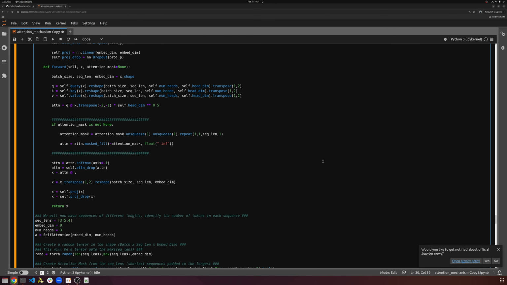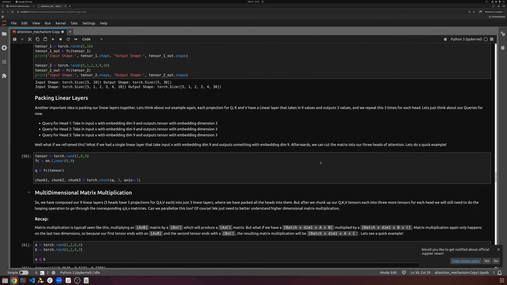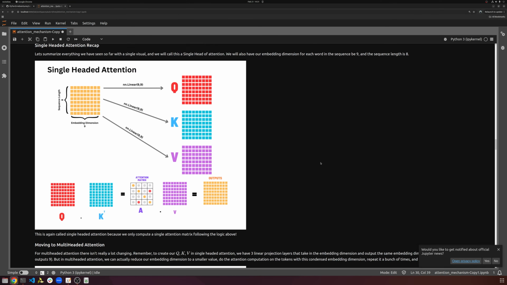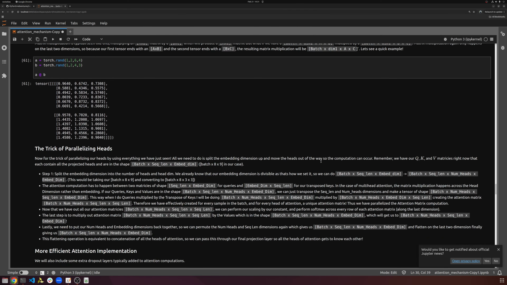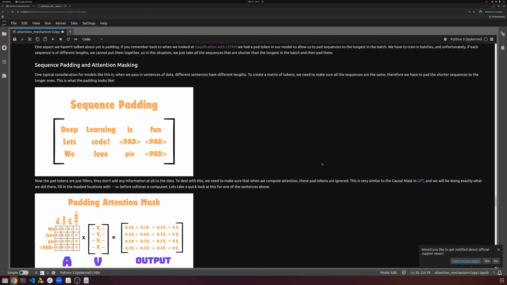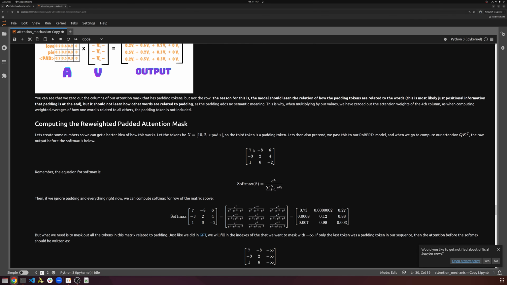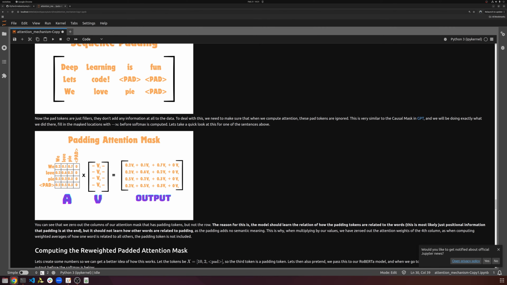Great. So let's do a high level recap. What have we talked about? We've talked about a single head of attention, how we expand that to multi-headed attention. Then we talked about how we can do it more efficiently by parallelizing the heads of attention. Then we talked about how we need to incorporate a padding mask so our model is not learning how tokens are related to pad tokens, because the pad tokens don't mean anything. They're just there to fill out the matrix.